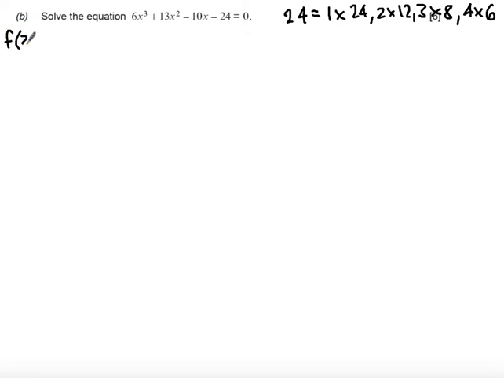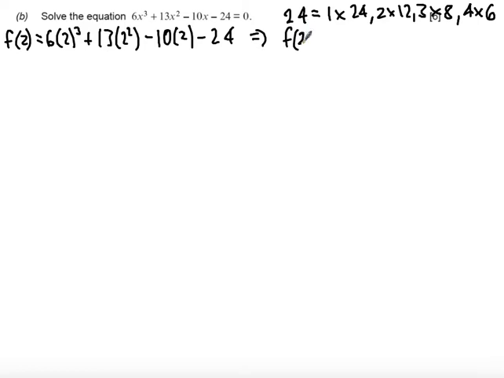So I'm going to evaluate f of 2. This is going to be equal to 6 lots of 2 cubed plus 13 lots of 2 squared minus 10 lots of 2 minus 24. So this gives f of 2 is equal to 48 plus 13 times 4, which is 52, minus 20 minus 24, which I can see is not equal to 0. So let's try f of minus 2.